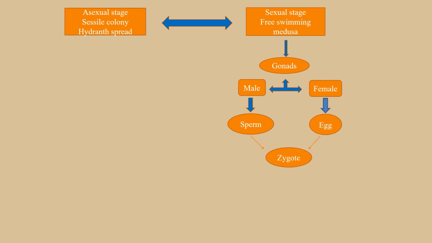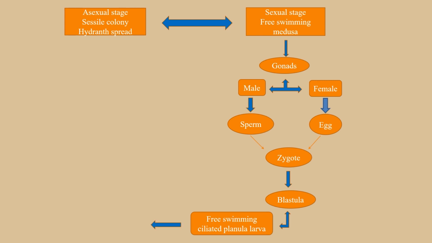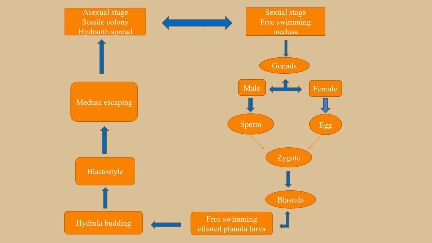The sperm and the egg fuse together to form zygote. The zygote then forms blastula. Later, it develops into free-swimming ciliated planula larvae. This larva, when it comes in contact with the substratum, forms hydrula budding, from which another blastostyle arises, from which another medusa escapes. By this, the whole organism forms a colony which will exhibit both sexual and asexual stages while alternation of generation.